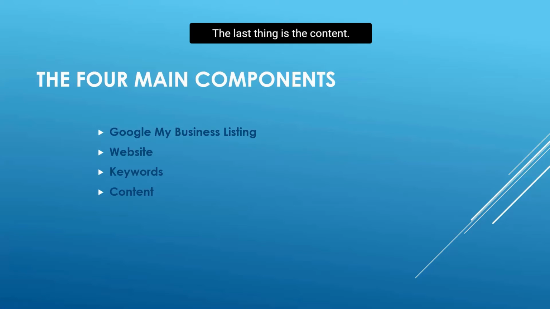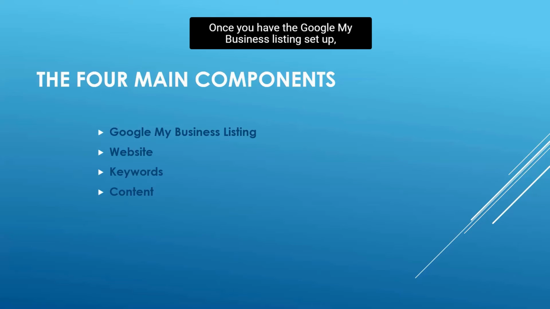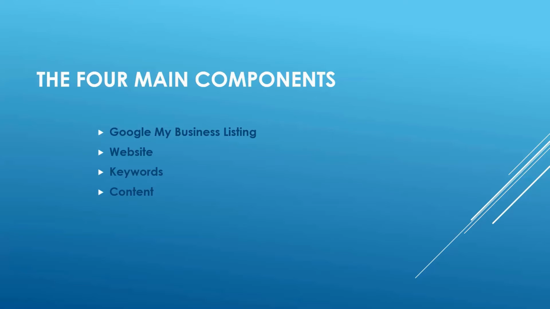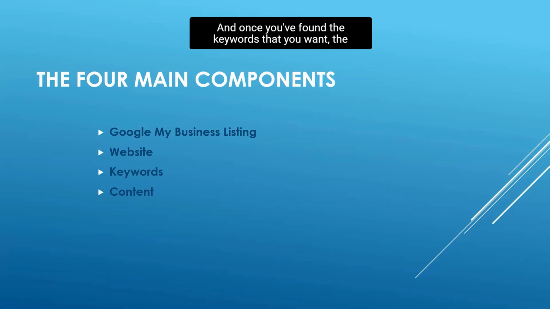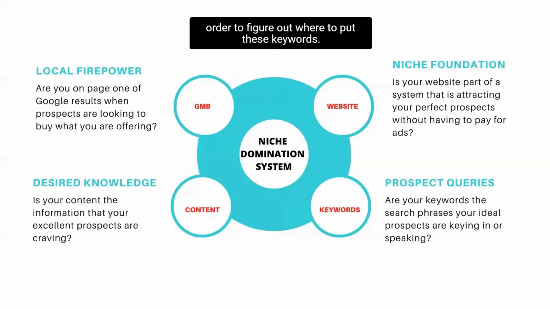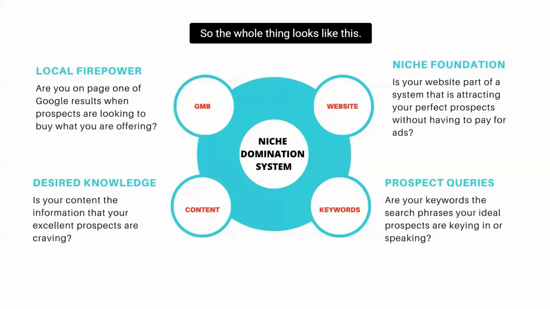The last thing is the content. Once you have the Google My Business listing set up, the website set up, and the 2 of them integrated, and once you've found the keywords that you want, the content is what you're going to need to know in order to figure out where to put these keywords. So the whole thing looks like this.